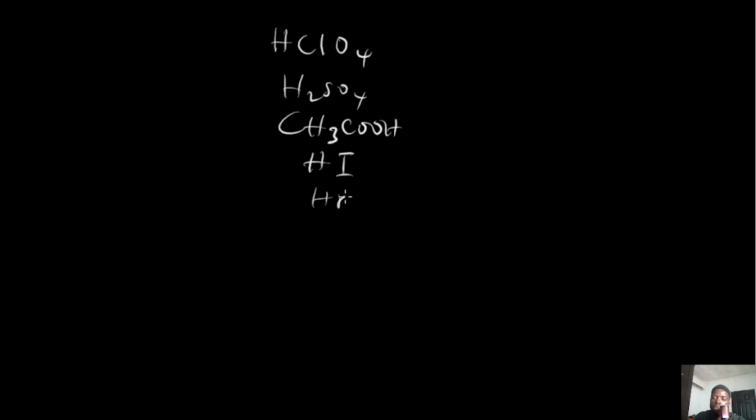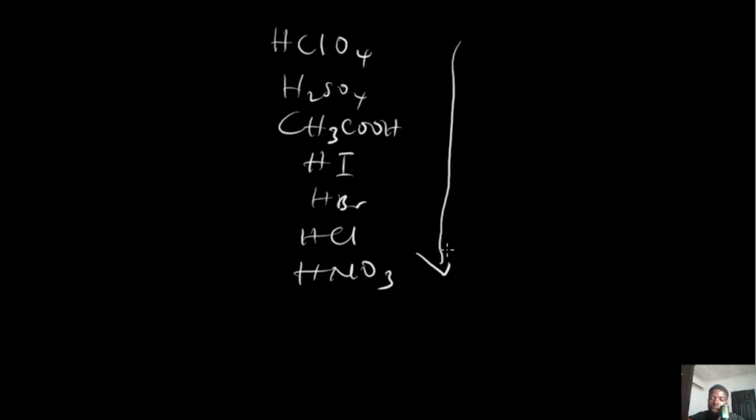So considering that, if we look at this, you will notice that we're going to have HClO4. This is not the order of strength, this is the order of volatility. HClO4, you have H2SO4, then you have ethanoic acid. Then you continue downwards: HBr, HCl, and then you have your HNO3. Looking at this, it is in an order of increasing volatility, which means the ones that are down are more volatile than the ones that are up.